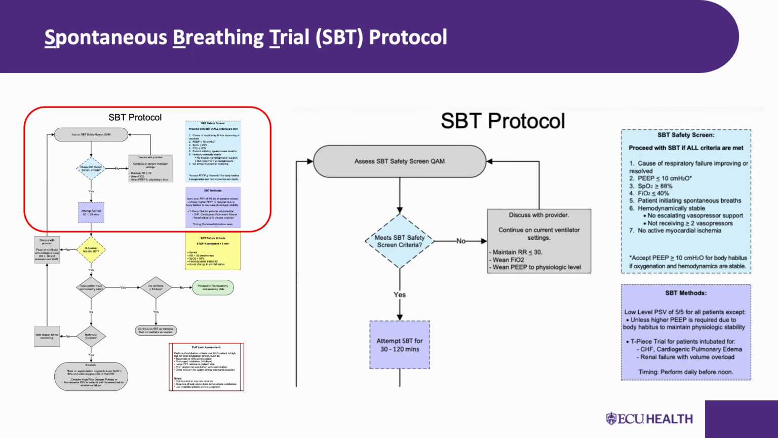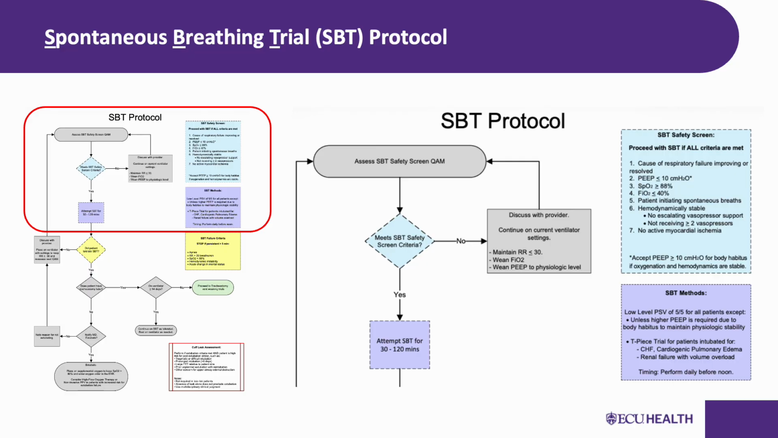However, there is a key exception. If the patient requires a higher PEEP due to their body habitus, you keep the PEEP at the current level and only drop the pressure support to 5. So for example, if the patient's physiological condition requires a PEEP of 12, you set them at a pressure support of 5 over a PEEP of 12. For the trial, you're not dropping the PEEP because they genuinely need that level for alveolar recruitment.